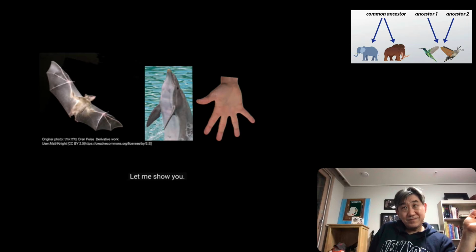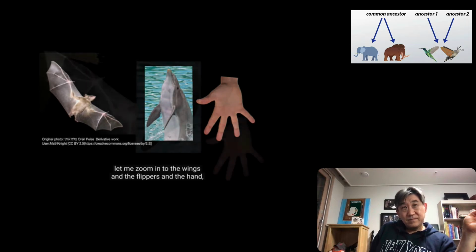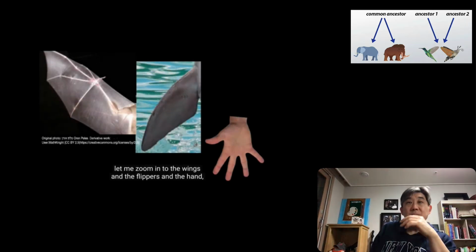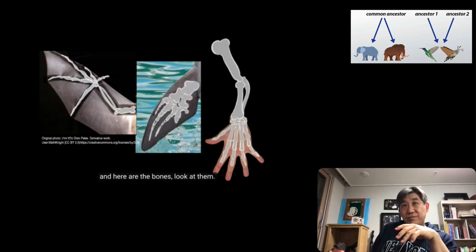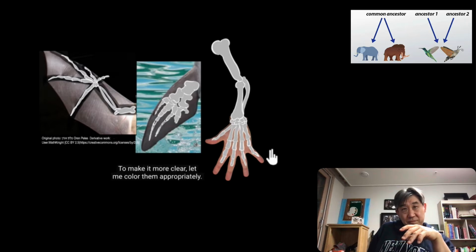Let me show you. If we zoom in a little bit, let me zoom in to the wings and the flippers and the hand. And here are the bones. Approximately, this is how the bones would be. Look at them. Do you see similarities? To make it clearer, let me color them appropriately. Now look at these bones carefully.